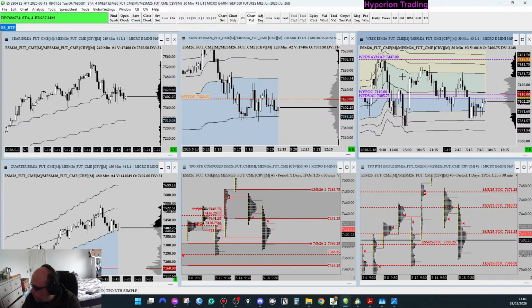On the weekly, I don't really look at it at the moment. We see some temporary inability to break above the weekly previous DVA low. So we may see that one rejected to go lower.